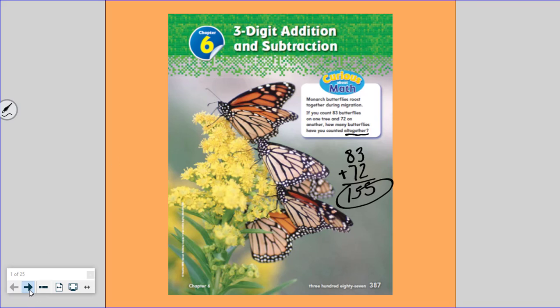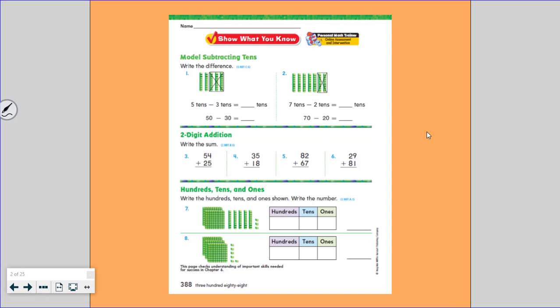All right, let's continue. So this is the page we always have you do on your own. This is the show what you know page, right? So you're not allowed to get help on this. I want to know what you know, okay? So the first problem says write the difference. So it says 5 tens minus 3 tens equals blank tens. And then another way of saying that is 50 minus 30 equals blank. You're going to do the same thing here. So this one we have 7 tens minus 2 tens equals blank tens. So that's another way of saying 70 minus 20 equals blank. So go ahead and pause your video and do those.